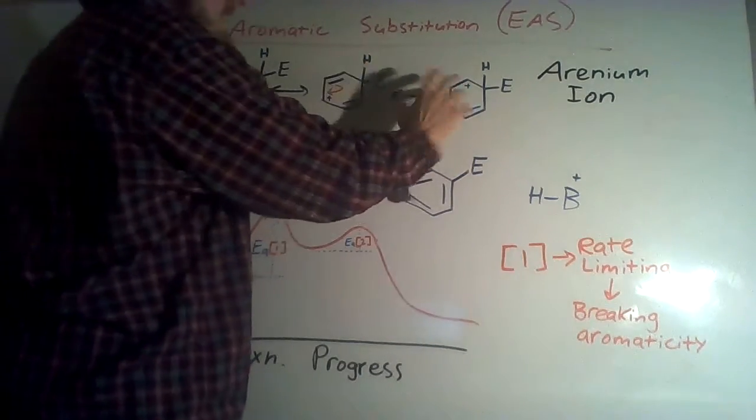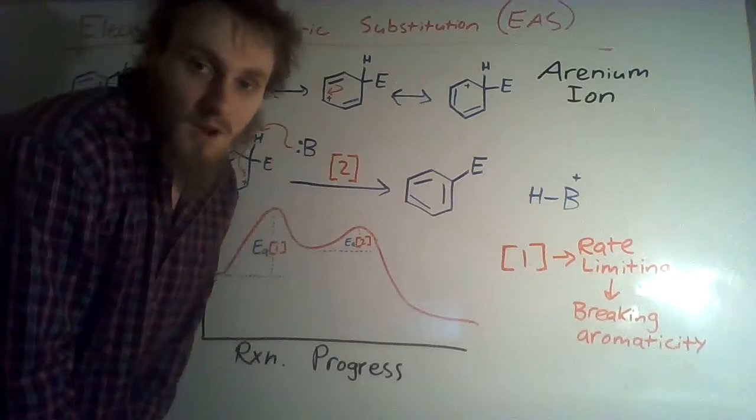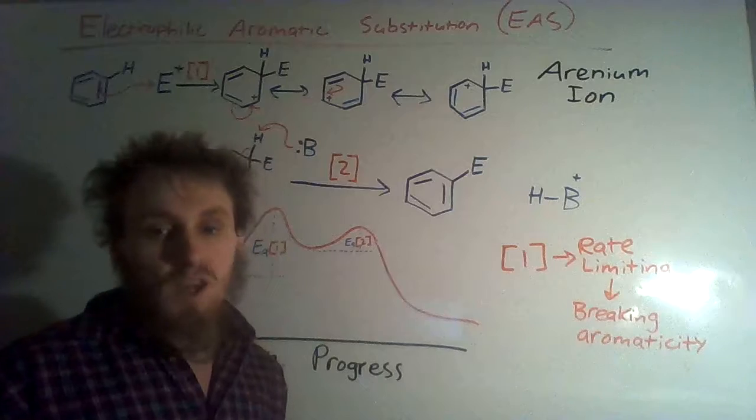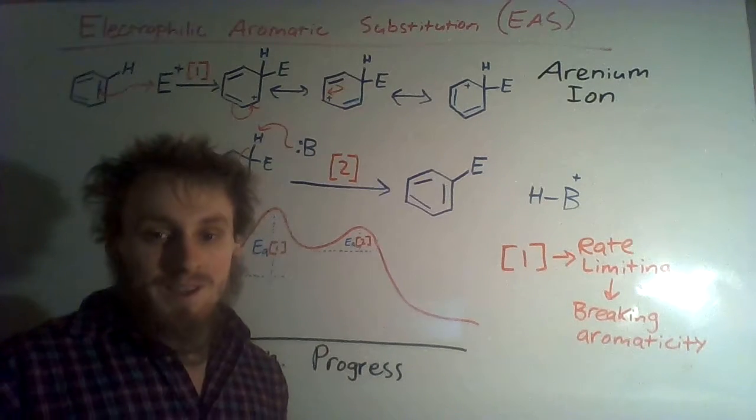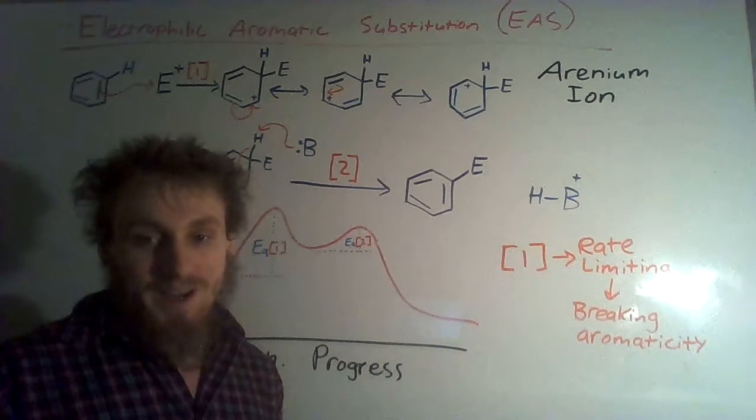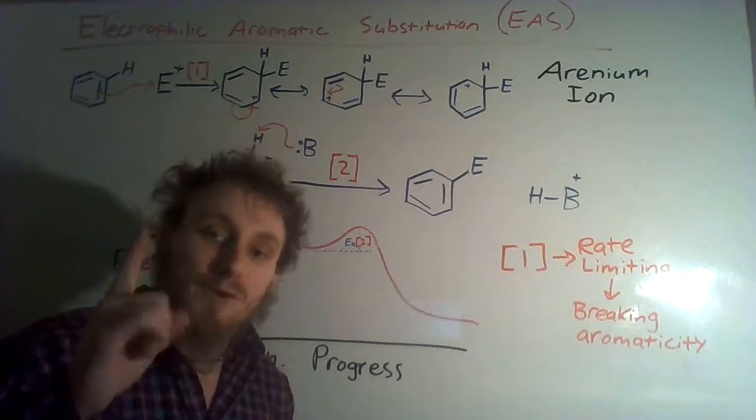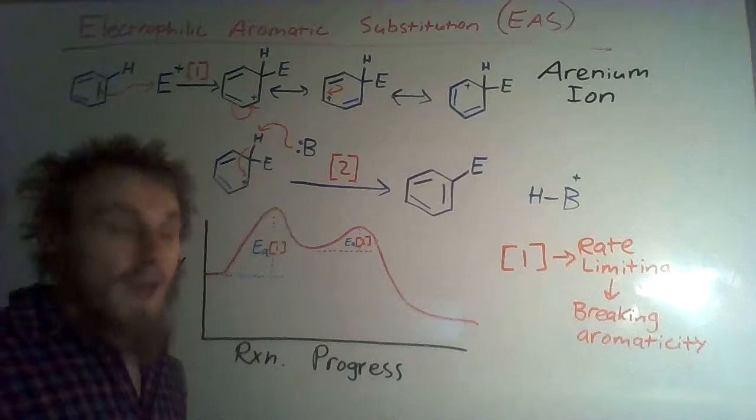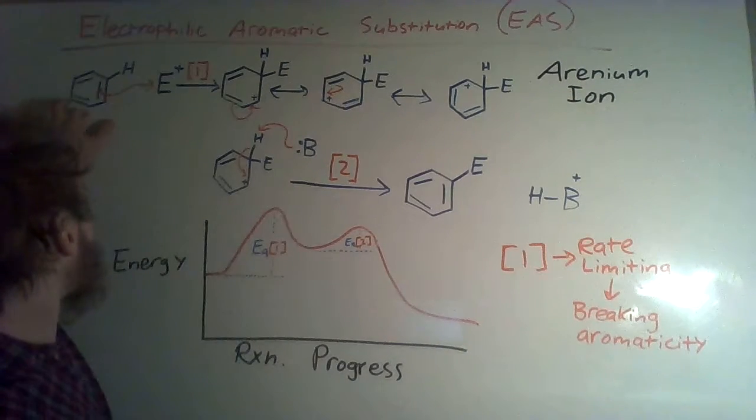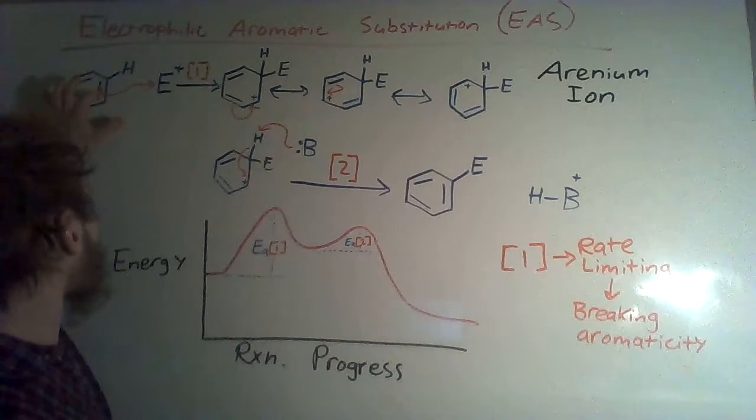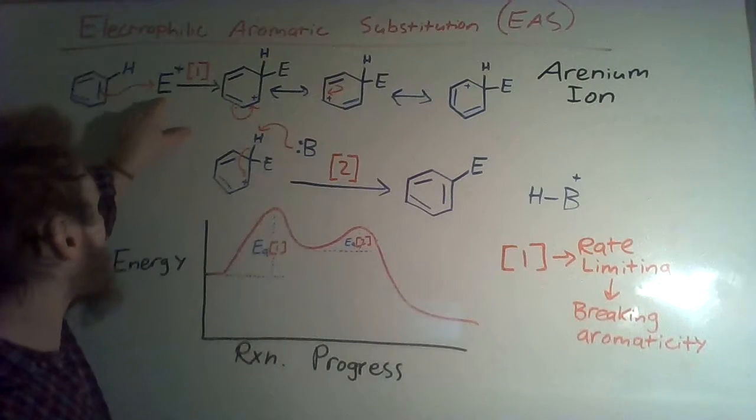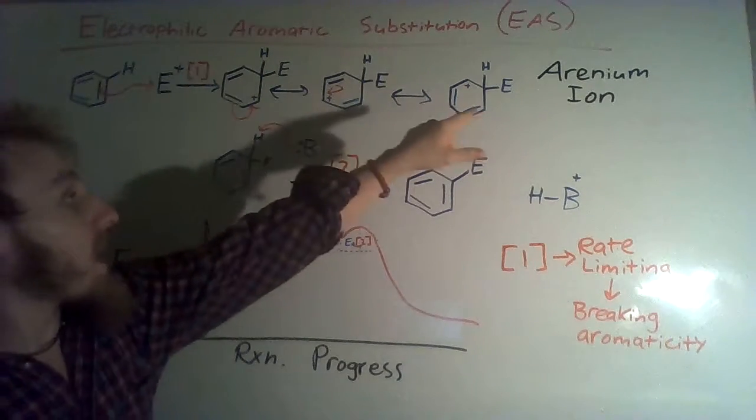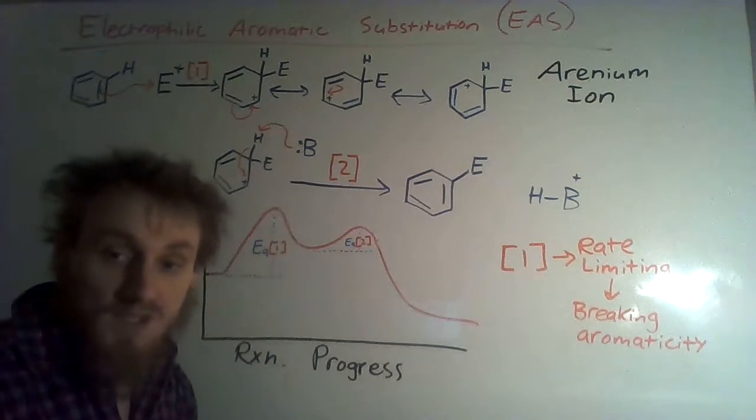This is another resonance form of the arenium ion, all right? So anytime you're talking about electrophilic aromatic substitutions, you're probably going to form an arenium ion. That's the first step of the EAS mechanism. You're going to have something that's aromatic, and some pi electrons from that system are going to reach out and grab an electrophile, and thus you're going to generate the arenium ion. So that's the first step.